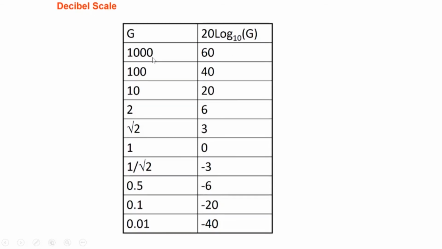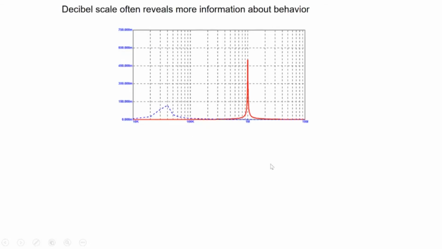So often we will talk in terms of dBs, and these are the things to remember when you have that ratio of the two voltages, let's say gain, V2 by V1. If it's 1000, then it's 60 dBs; if it's 100, it's 40 dBs; 10 is 20 dBs; 2 is 6 dB. Then 1 is of course 0 dB. 1 over square root 2 has a special meaning here: it is minus 3 dB. And 0.5 is minus 6 dB, and so on and so forth.